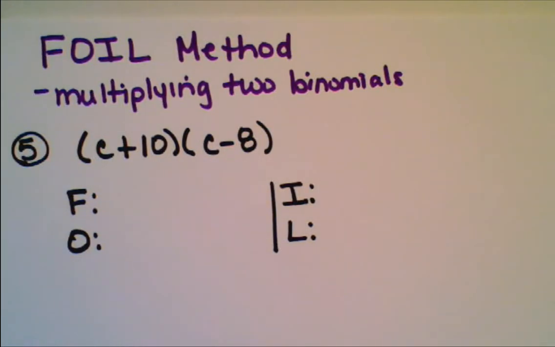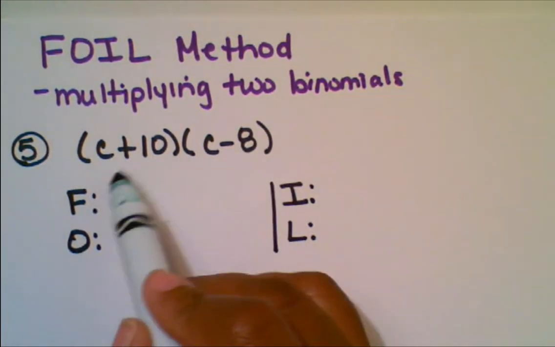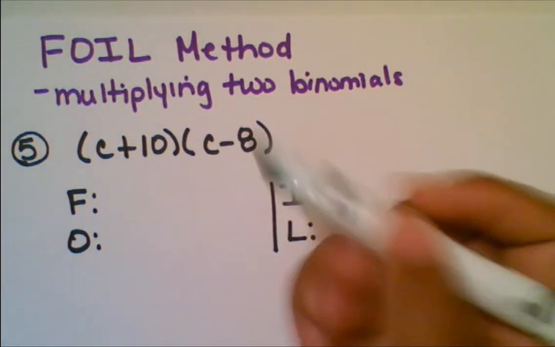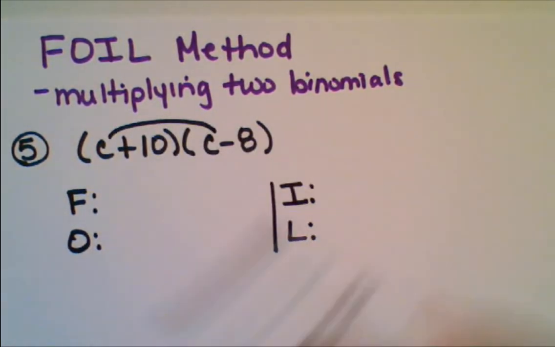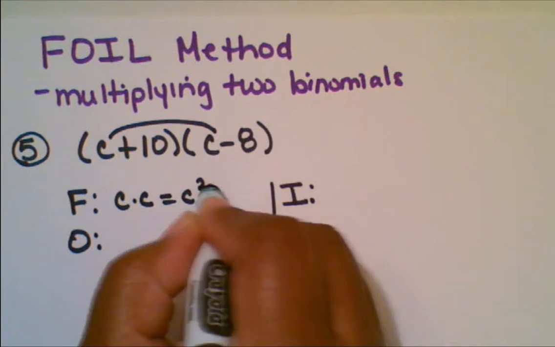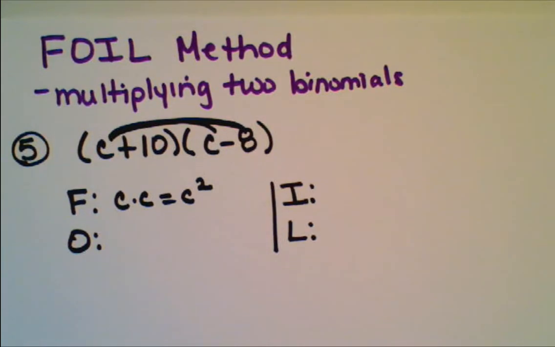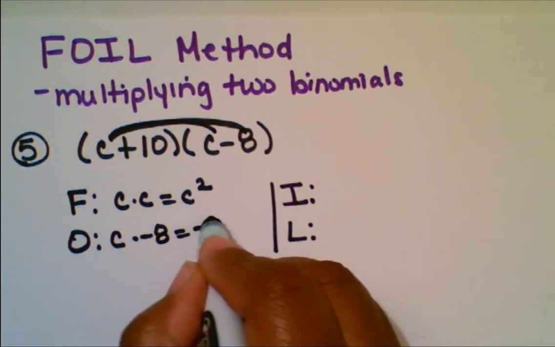Now, the way that I'm going to show you is the FOIL method, and it's no different than what we did in the last example where we take each term in the first parenthesis and distribute twice. So when we take the C, the first term in the first parenthesis, we're going to distribute that to the first term in the second parenthesis. So you have C times C, that's C squared. Then we take the C, multiply it to the minus 8, or we can say negative 8. That gives us negative 8C.